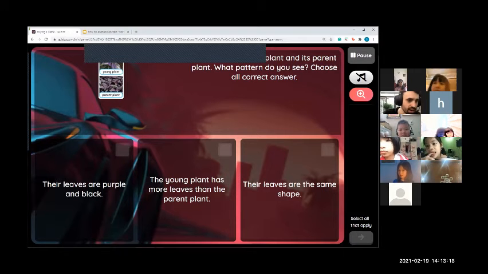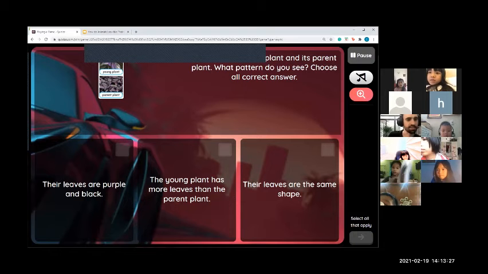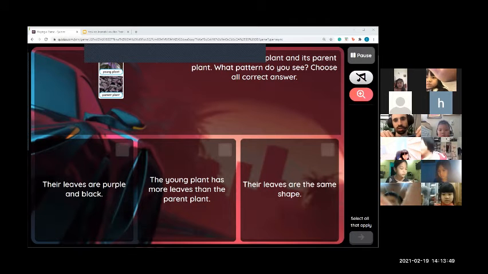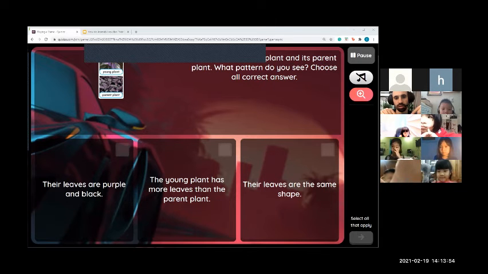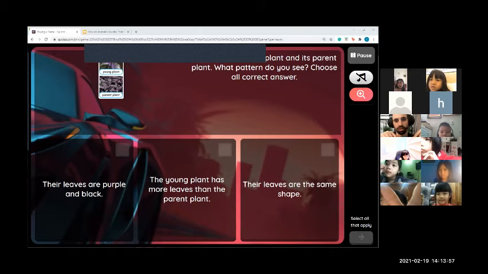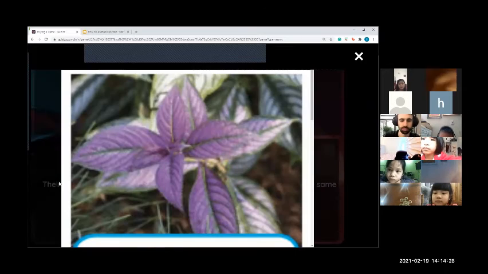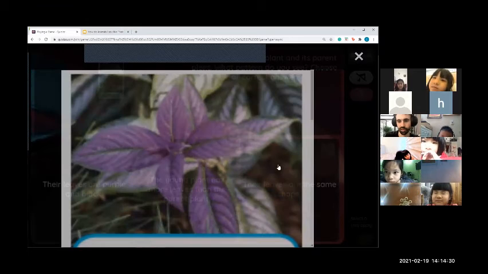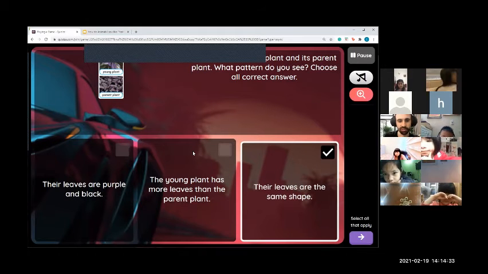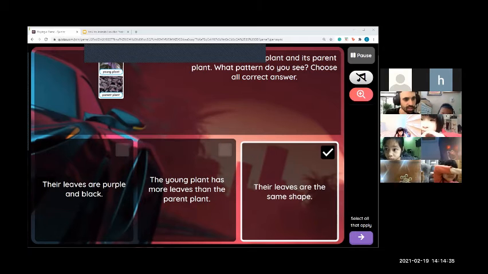So we have this next question. I'm going to have someone else read. How about Mayan? Mayan, can you read? In each parent plant, what pattern do you see? Choose a correct answer. Mayan, can you give me one of the correct answers? Just one. What pattern do you see? The leaves are the same shape. Thank you, Mayan. We'll see if she got that right. And how about Bull? Bull, what did you want to choose? The second one.